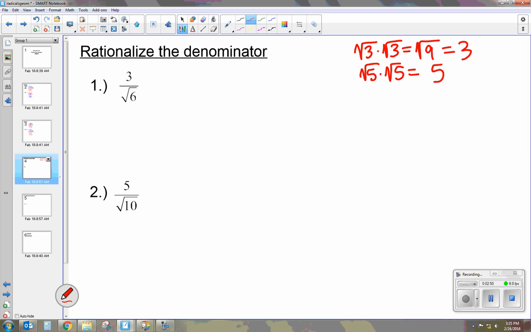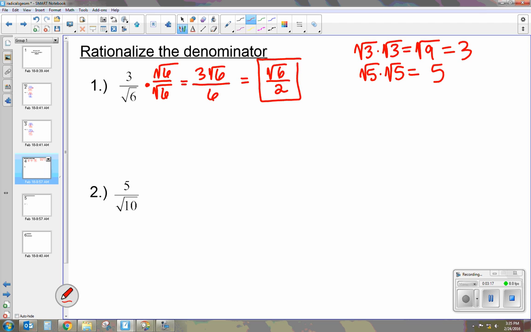What I'm going to do is multiply the bottom by the square root of 6, and whatever I do to the bottom, I have to do to the top. So this gives me 3 square roots of 6 all over just 6, because multiplying by itself gets rid of that radical. We also can simplify. 3 over 6 gives us 1/2, so we get the square root of 6 over 2.